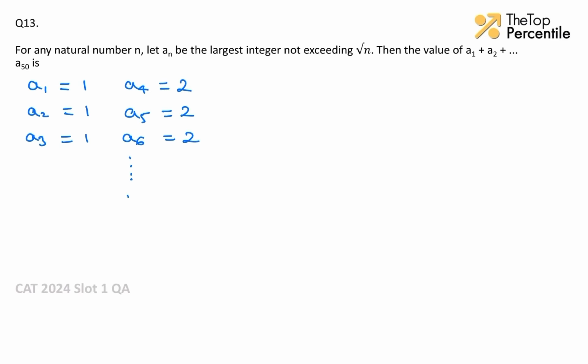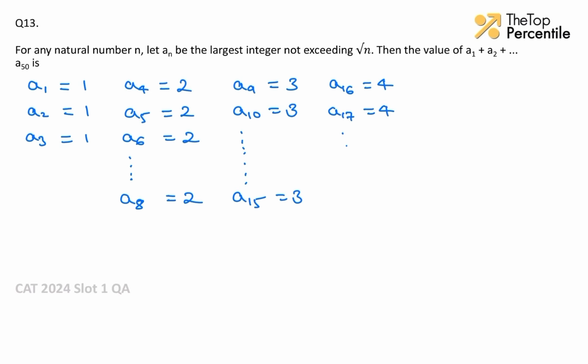And this will go on till A8, which as well will be 2. Now for A9, it will be root 9, that is 3. For A10, it will be root 10, so the largest integer not exceeding root 10 will be again 3. This will go on till A15, which will also be 3. For A16, this will be root 16, that is 4. For A17 as well, it will give me 4. This will go on till A24, which will also be 4.